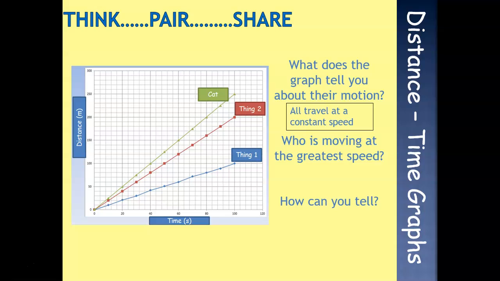From those three, who is moving at the greatest speed? So we're looking at the cat is moving at the greatest speed. He's travelled the biggest distance in the shortest time. But how can we tell by just glancing at that graph? Well, we can tell because the cat has got the steepest gradient on there. The steepest gradient means the biggest distance in the shortest time.